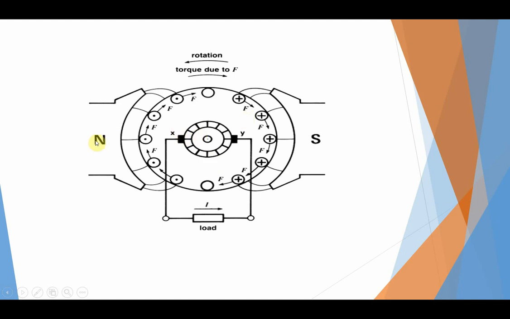Under the north pole, these are the conductors of the armature, and these are the conductors of the armature under the south pole. So the dot and plus show the direction of current away from the reader or towards the reader. Meaning under the north pole, the conductors of the armature have current in one direction, and under the south pole, the armature conductors have current in the opposite direction.